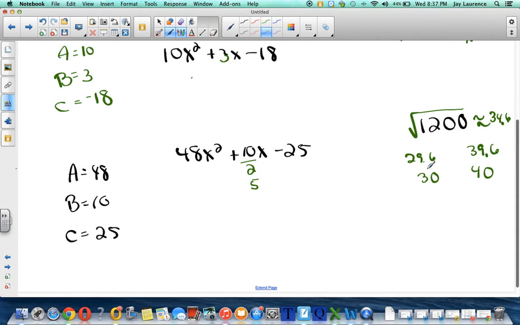Hey, I wonder if 30 times 40 is 1,200. Well, 3 times 4 is 12, and 30 times 40 would be 1,200, right? So I need 30 and 40. And again, it would be a negative 30x and a positive 40x. So just trying to show you some number sense, build some number sense to help you on your journey.